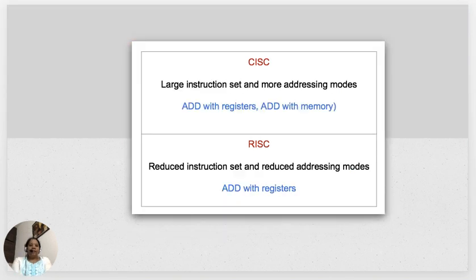Now coming to the next very major difference between a CISC and a RISC processor: a CISC processor has a large instruction set. For example, if I take addition with register, addition with memory, addition with indirect data, and so on. If I take subtraction with the operand available in register, subtraction with the operand available in memory, subtract with indirect data, and so on. If I take addition with carry with registers, addition with carry with memory, and so on. So a CISC processor has many instructions and therefore more addressing modes.